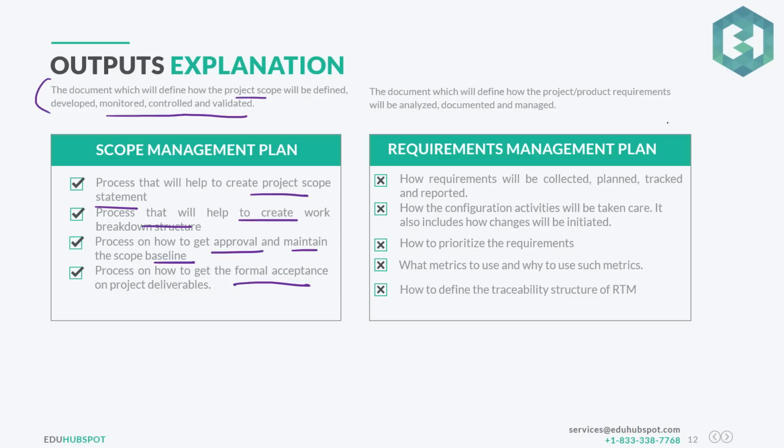Then on the right side, we have the requirements management plan. So first we discussed the scope management plan, and now the requirements management plan. This is the document which will define how the project and product requirements will be analyzed, documented, and managed. So the scope management plan was all about scope. The requirements management plan, as the name suggests, is all about requirements: how you will analyze, document, and manage those requirements. Let's see how requirements will be collected, planned, tracked, and reported, and how you will track those requirements.